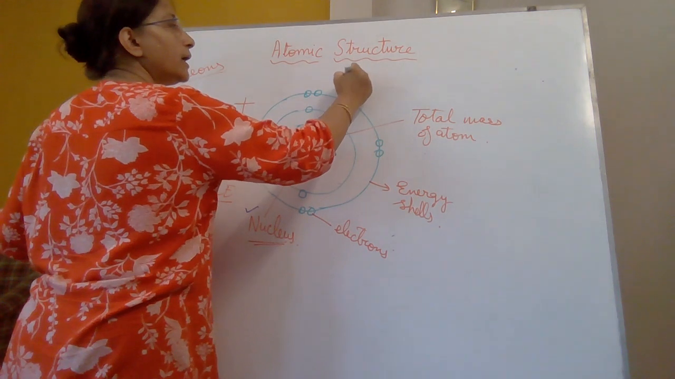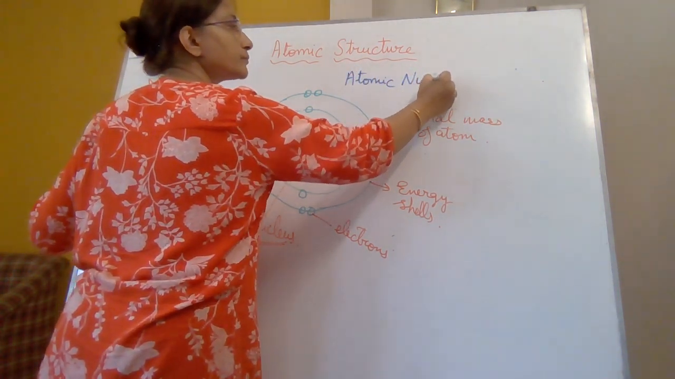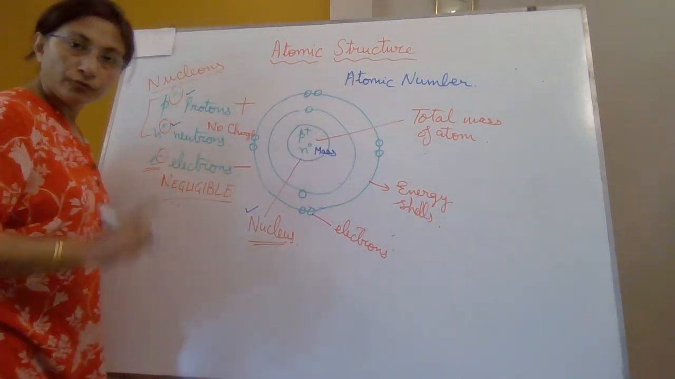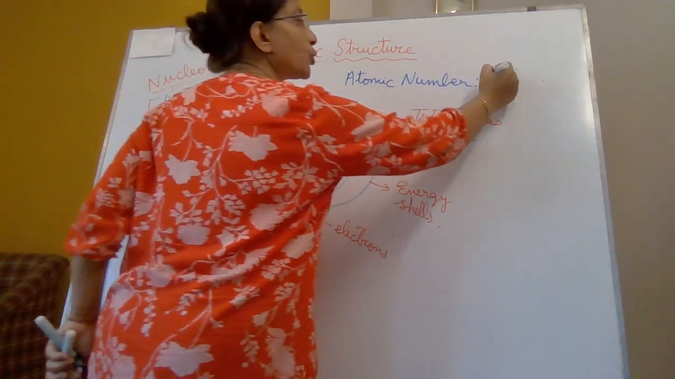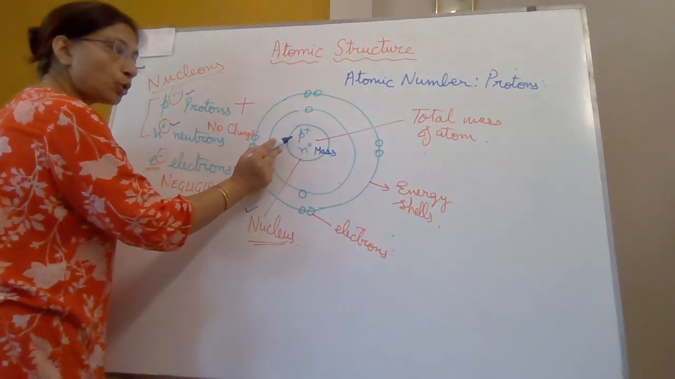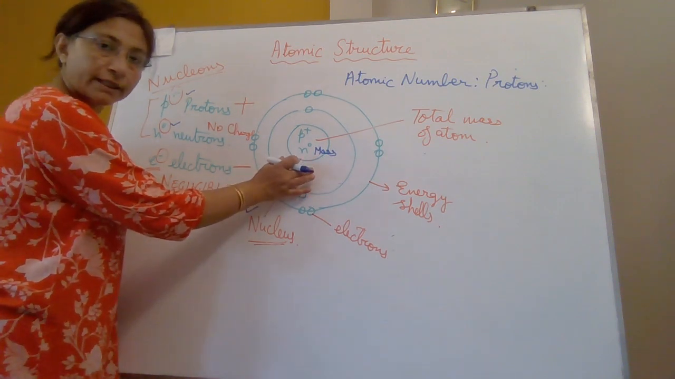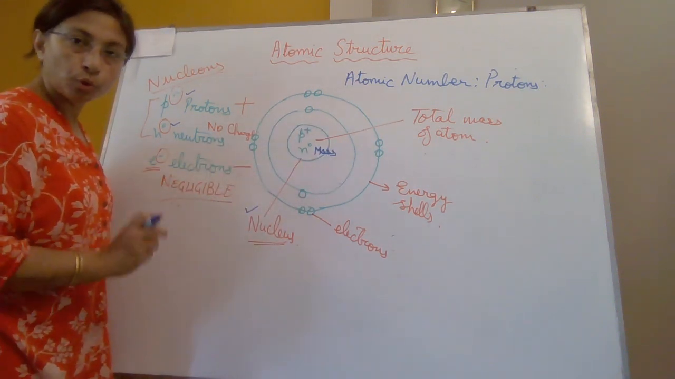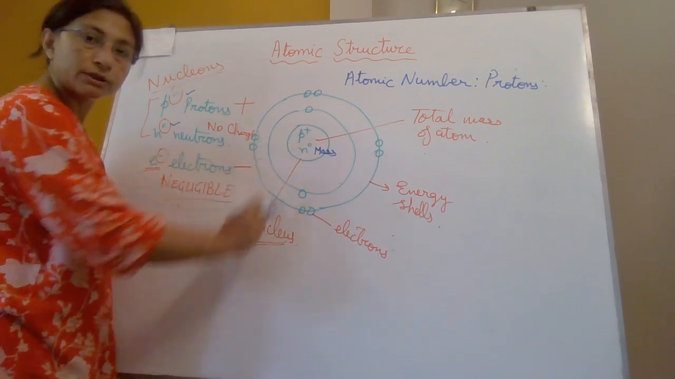The atomic number. Now, what is atomic number? The atomic number, first thing, is defined in terms of protons. Why the protons? Because protons are a constant number that is present inside the nucleus. In an atom, the number of protons is always a constant number. This number will not change.